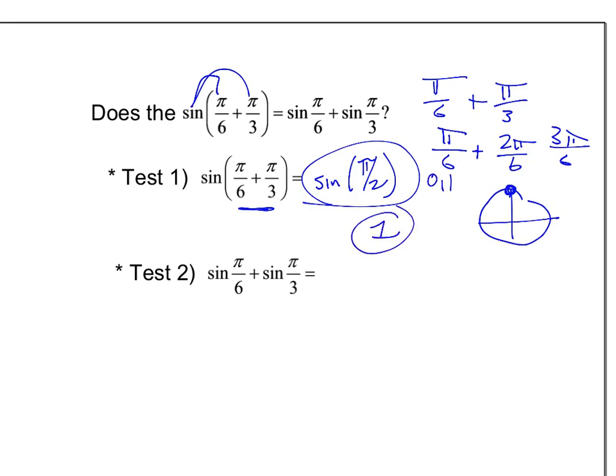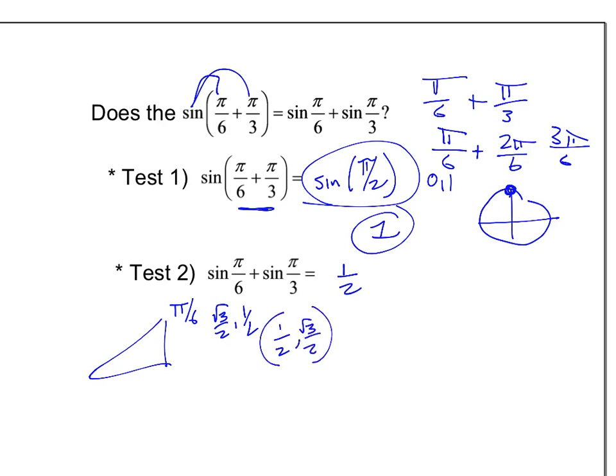Down here, sine of pi over 6, if you look at your unit circle, pi over 6, this would be square root of 3 over 2, 1/2. So that's going to be 1/2. Then remember, pi over 3 is just flipped. So it looks like that. So this is actually going to be 1/2 plus square root of 3 over 2.